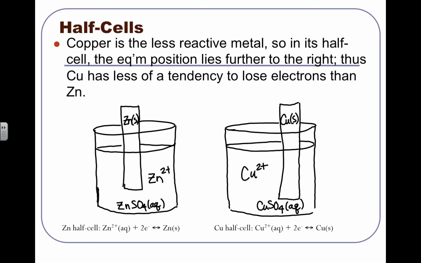Okay, so if you were to look at your activity series, you would see that zinc is higher up on your activity series, meaning it is more likely to lose electrons. It is more likely to be oxidized. And so if we think about the fact that there's an equilibrium happening between the zinc atoms and the zinc ions, we could say that the zinc has a higher tendency to lose electrons than copper. It's more reactive. And so the equilibrium will lie more towards the zinc ions than solid zinc. The opposite is true for copper.